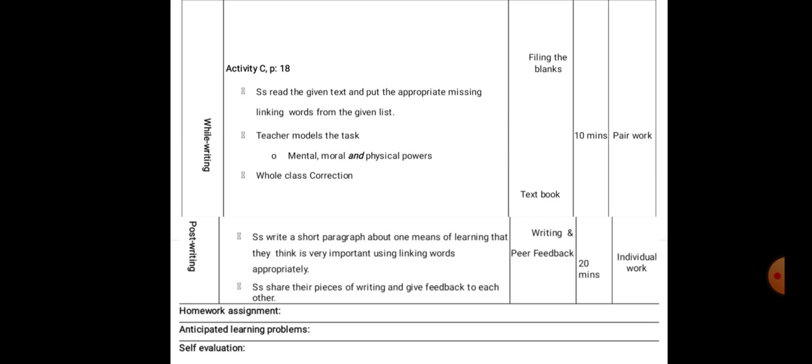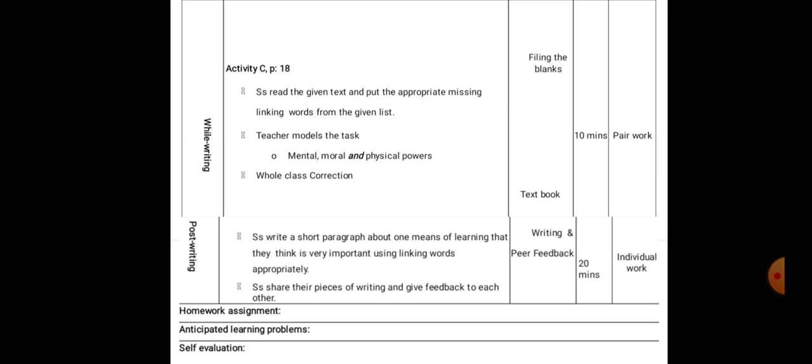And the techniques that are used in this stage: we have fill in the blanks, or gap filling. The timing is 10 minutes. The mode of work is pair work. Another technique or material, we have the textbook.